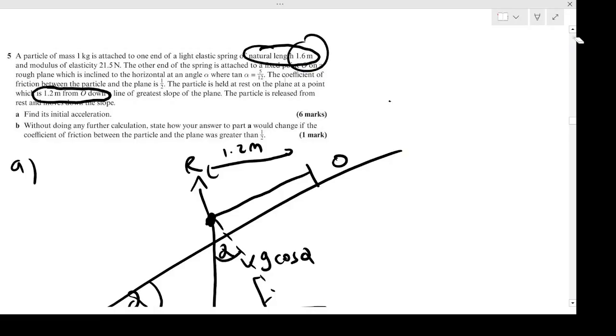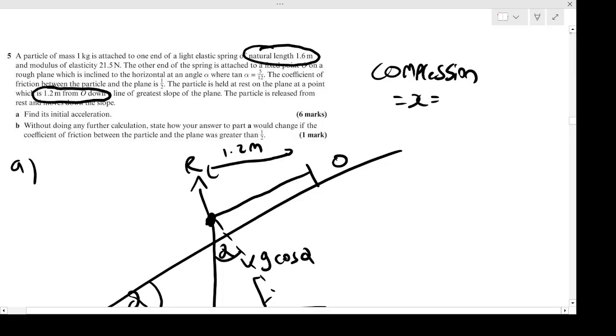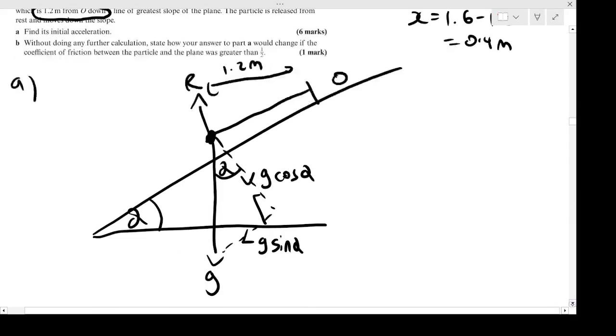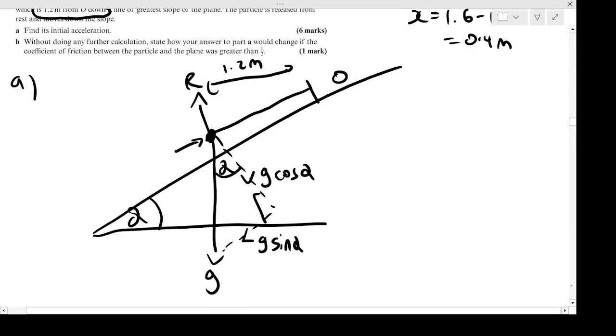So if the natural length is 1.6, the original length, and the length has gone down to 1.2, it has to be a compression. The length has gone down. And so the compression, which is x, is going to be the natural length, 1.6, take away the length here, 1.2, so 0.4. That's my compression, so the spring has been compressed by 0.4. Because it's a compression, the particle has to be still pushing into the spring. So the force in the spring will act the other way here, to oppose the compression.